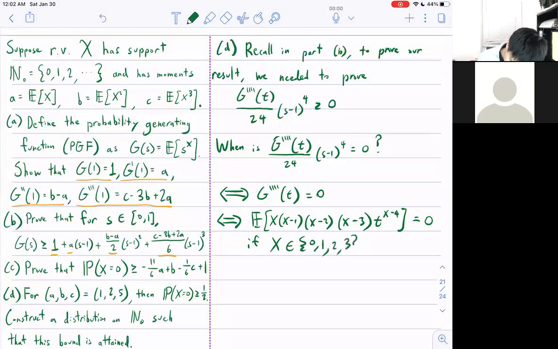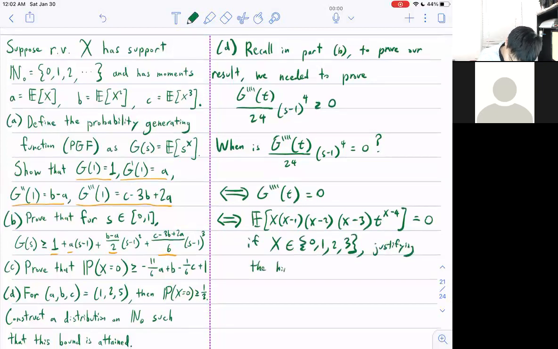and 3. So that justifies the hint to set the probability that x is greater than or equal to 4 to all equal 0, and then concentrate on these probabilities right here. Pretty cool. Okay, so then let's actually do that.